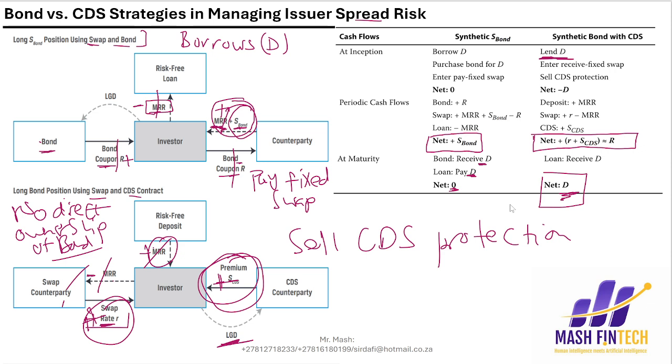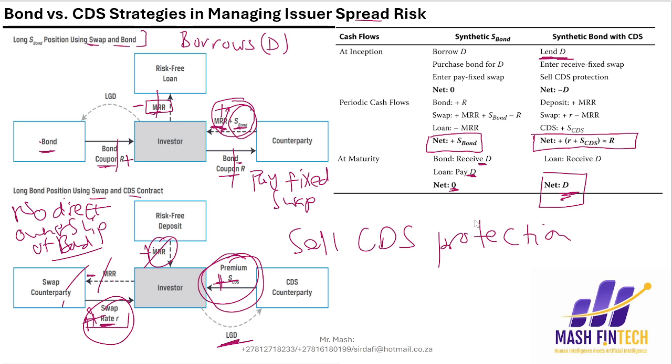It's a risk-free loan. Then the other one, you don't have to have the bond, but you need the money, which is enough to buy the bond. You don't buy the bond, you deposit that money into a risk-free deposit, and you earn a return based on the market reference rate. Then you enter into a receive fixed swap, where you are receiving a fixed amount and you are paying the market reference rate.